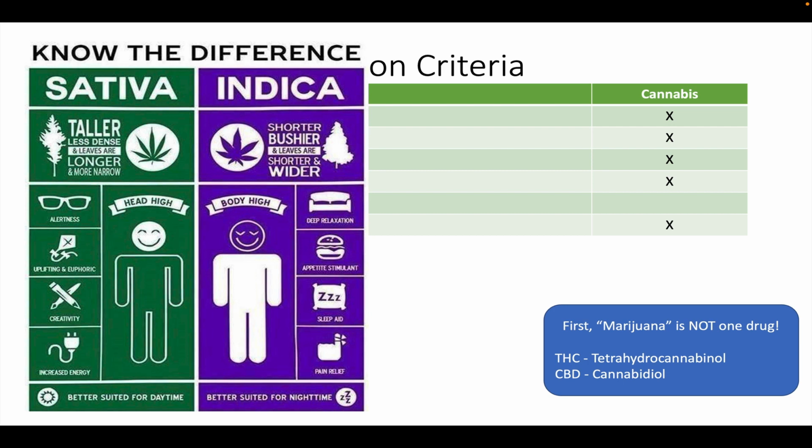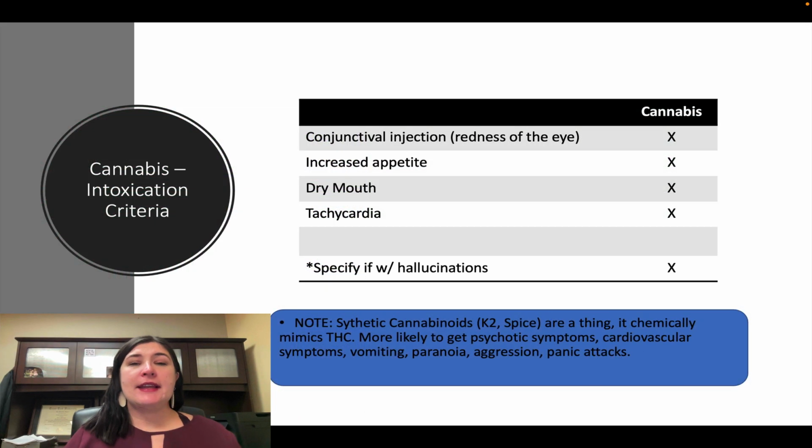There's sativa and indica. Sativa tends to create alertness, uplifting and euphoric, increased energy, so more of a head high, where indica is more of a body high and it creates deep relaxation, appetite stimulant, as well as sleep and pain relief. Again, going back to the intoxication criteria, note that synthetic cannabinoids, K2, spice, they are a thing, and it does chemically mimic THC, but it can more likely create psychotic symptoms, cardiovascular symptoms, or even vomiting, paranoia, and aggression.